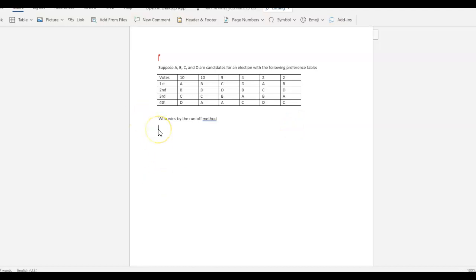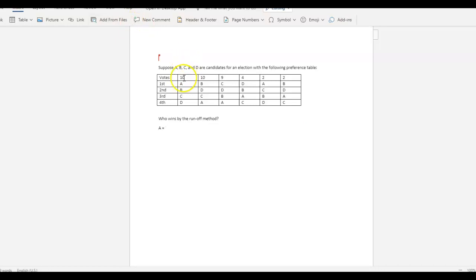All right, so now let's suppose that we have this preference table for 4 candidates A, B, C, and D. This time we're going to do something called the runoff method. We're going to at least act like we're doing plurality to begin with. And remember, plurality, we just get the first place votes.